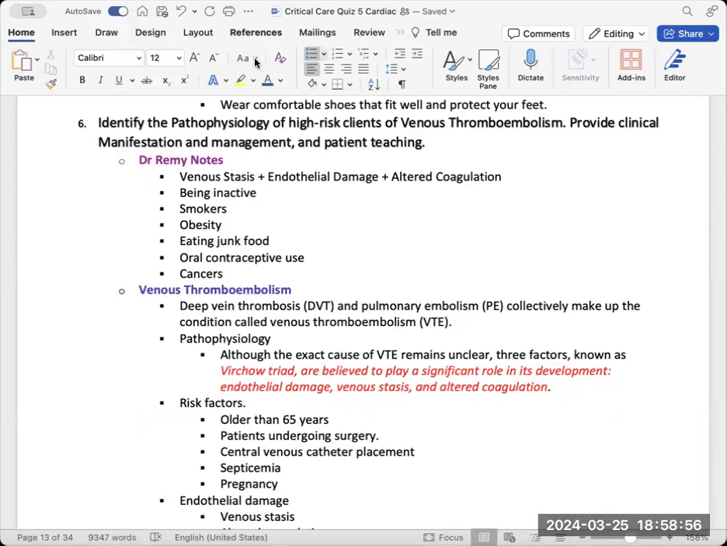Okay. The next question is to identify the pathophysiology of high-risk clients for venous thromboembolism and provide clinical manifestations, management, and patient teaching. So Dr. Remy was saying, right, we know the triad: venous stasis, endothelial damage, altered coagulation. High-risk patients, we already said, would be smokers, pregnant, cancer, oral contraceptive use, post-op, patients who are obese, patients who don't eat very well, not really active, right? Because venous stasis means inactivity, or being bedridden, because there's no flow of venous return. So, things like that.